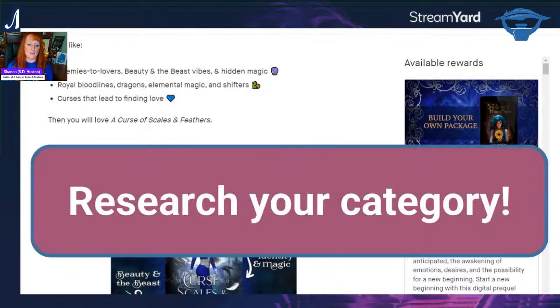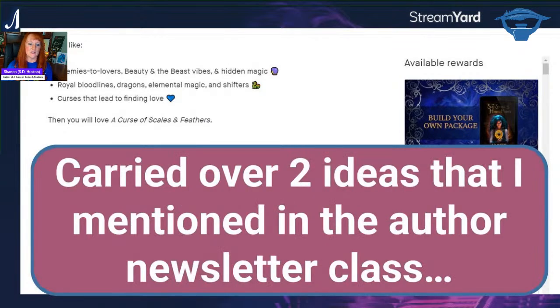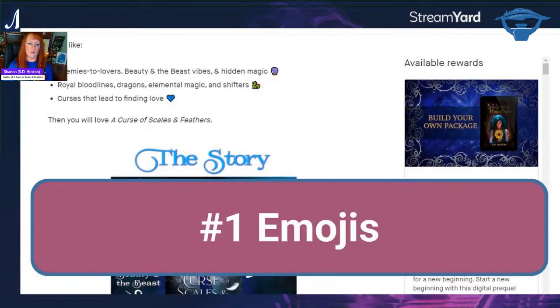And the 3 things that, research your category. I have research all the time throughout here. So 2 ideas I carry over that I mentioned in the author newsletter class. It's just something that I always keep in mind. That deal with psychology. Number 1 is emojis. You can see I use emojis. So I talked about the emojis.